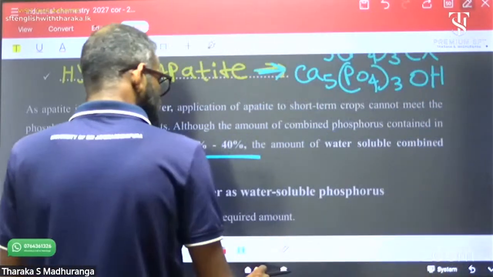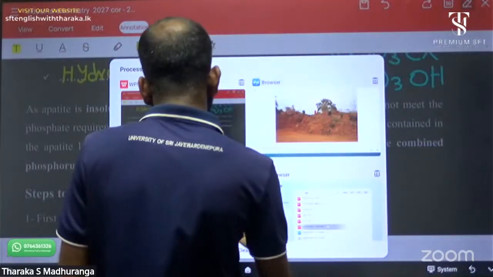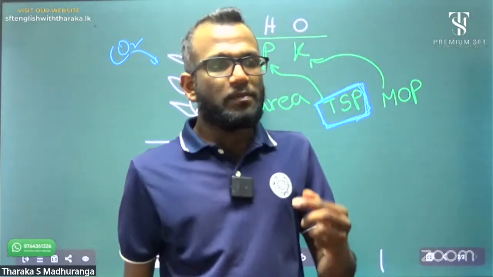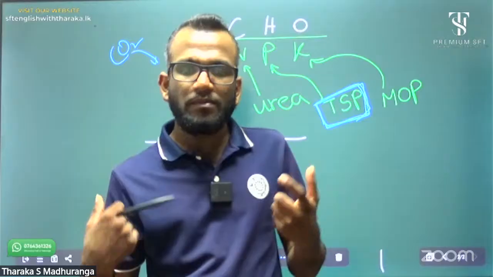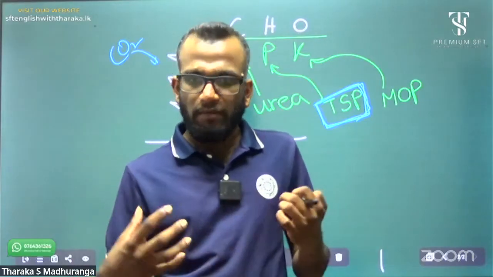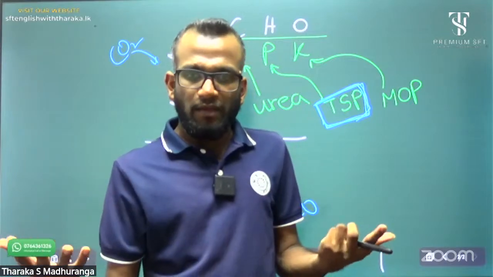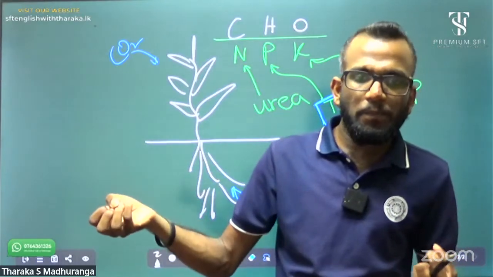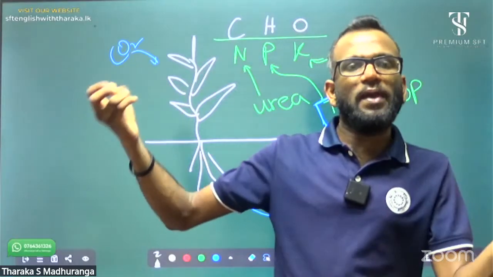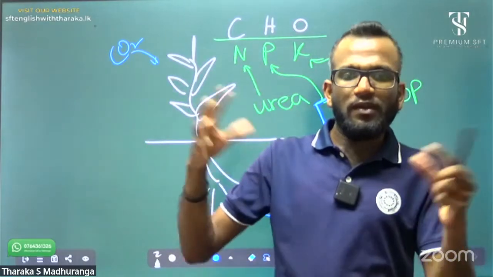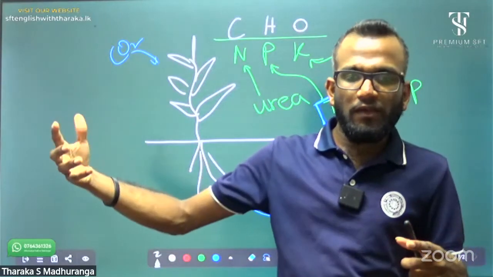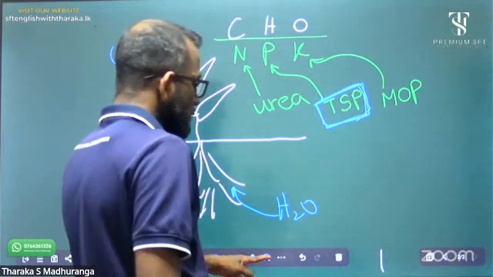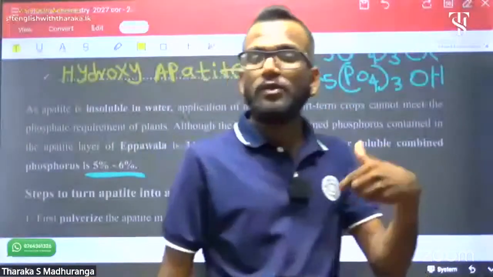Due to that, we can't directly use this apatite for short-term plants like chili, potato, tomato, vegetable plants that are harvested again in 3 to 4 months. For long-term plants like coconut and mango we can use it, because within several years they can absorb slowly. But for short-term plants we can't apply this phosphate fertilizer. The reason is the water solubility of 5 to 6%.